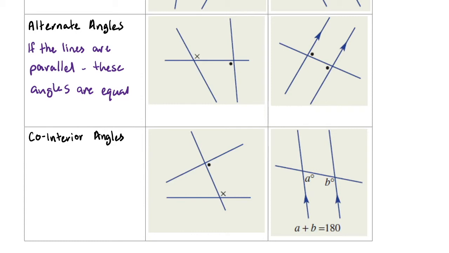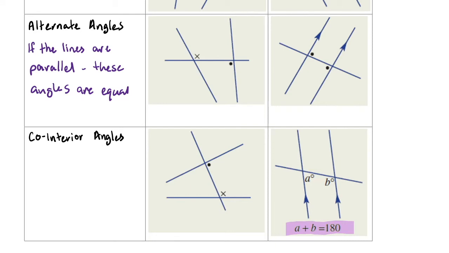Now, what happens with co-interior angles, they cooperate on the inside, so they cohabitate the inside of that space, is they are what we call supplementary angles. Which means that they have to add to 180 degrees, which is what you can see in our parallel lines part of the diagram.